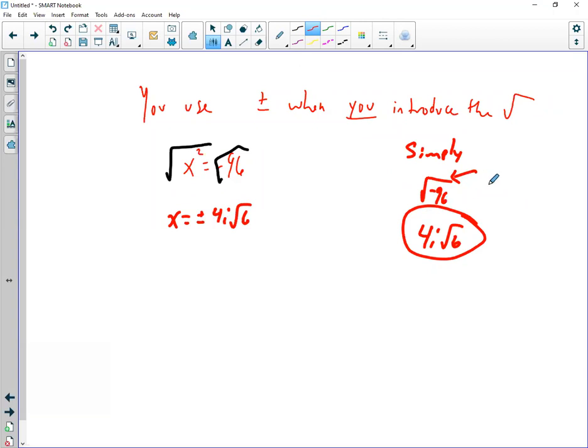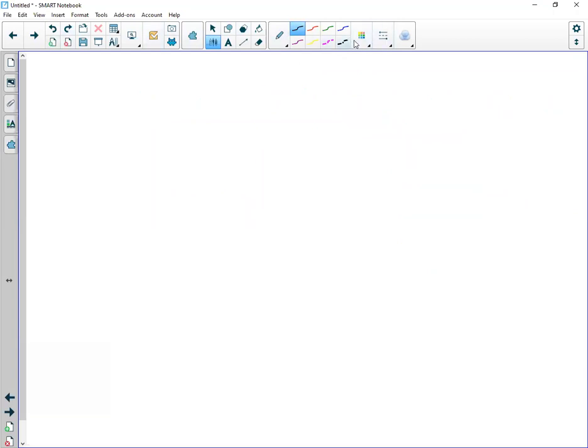Okay, so the next thing that we need to talk about is complex numbers. That was just the introduction of i. Now we're actually going to introduce complex numbers.